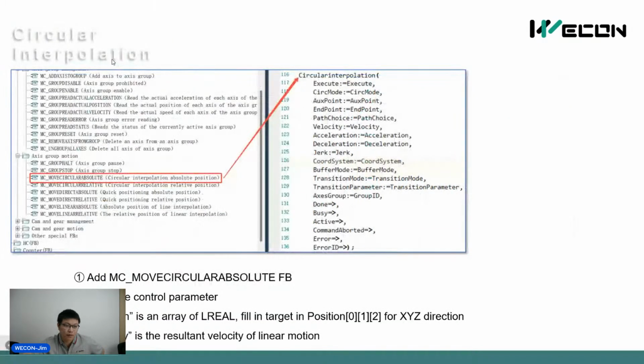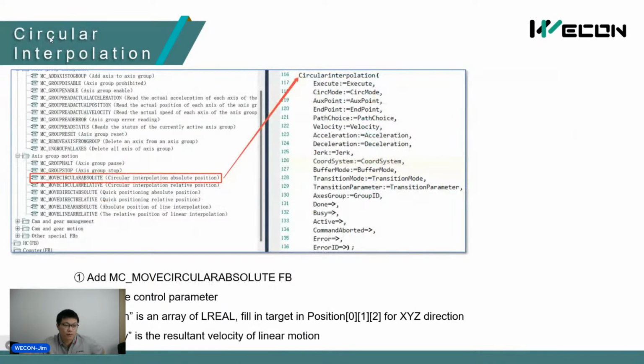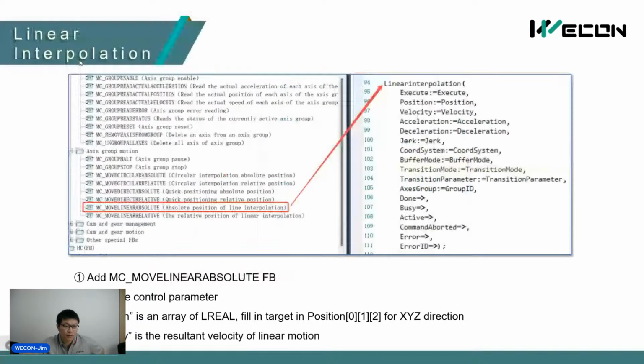Okay, and now I will introduce linear interpolation and circular interpolation. For example, this move linear absolute function block. We also have a move linear relative function block, but here I will only introduce this one.